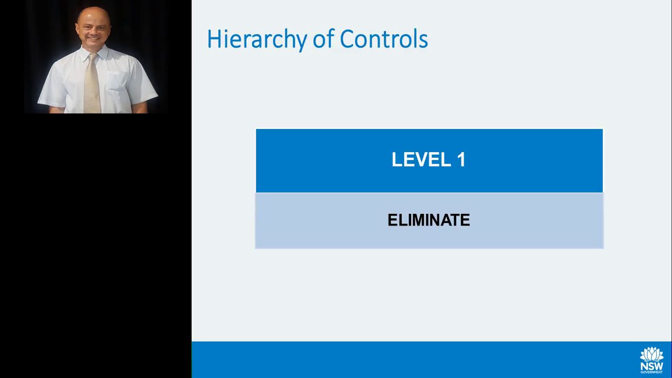So let's talk about how you control the risk of exposure to extreme heat. You must use the hierarchy of controls, starting at the top, working your way through each level to the bottom. The best and most effective risk control is to eliminate the hazard. In existing workplaces, eliminating exposure to extreme heat can be difficult to achieve, but you should consider it and do it if it's reasonably practical.